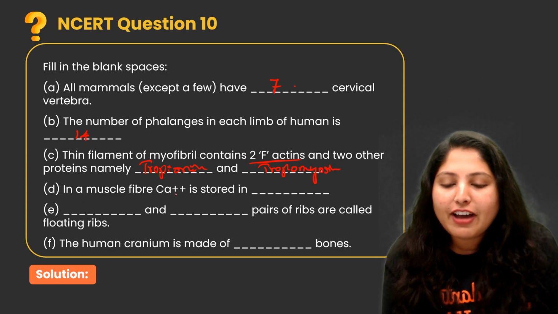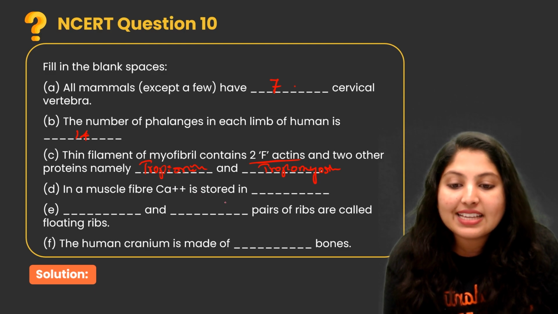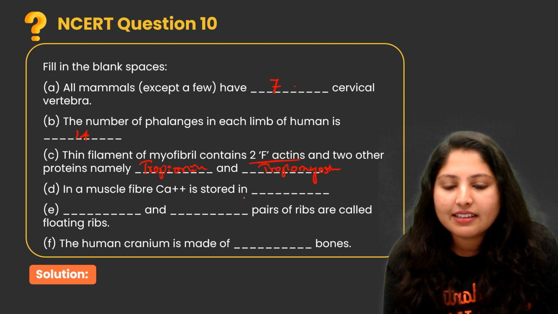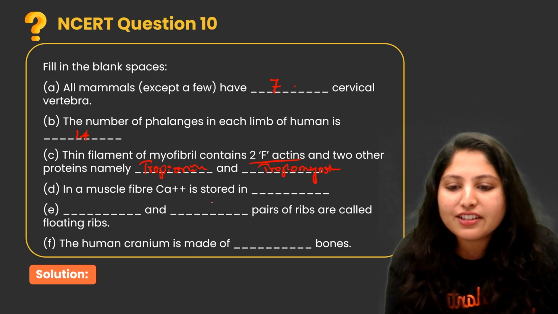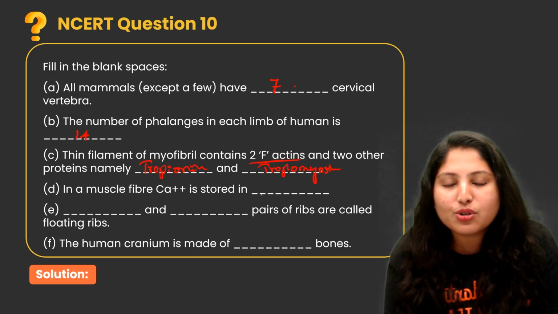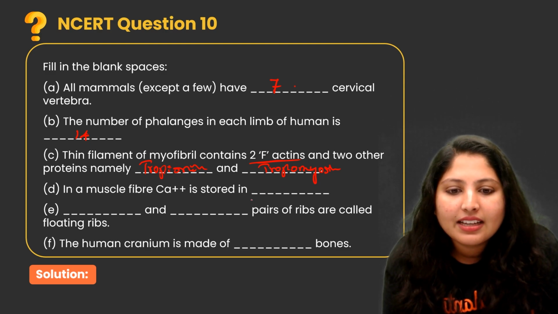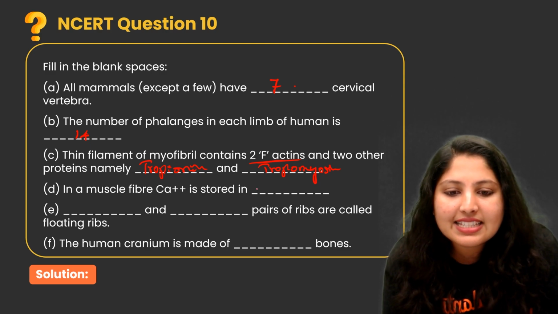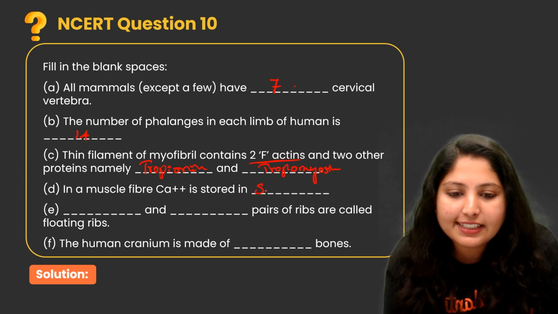Okay, next one. In a muscle fiber, calcium ion is stored in. Where exactly is this calcium ion stored? That is the sarcoplasmic reticulum.